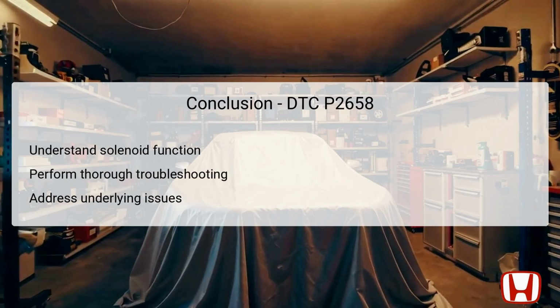In summary, addressing DTC P2658 related to the rocker arm oil control solenoid A is essential for maintaining the performance of your Honda Odyssey. Understanding the solenoid's function and its importance within the VTEC system is crucial in recognizing how low voltage can impact engine efficiency. Through a structured troubleshooting approach, including electrical checks and component testing, you can pinpoint the root cause of the issue.